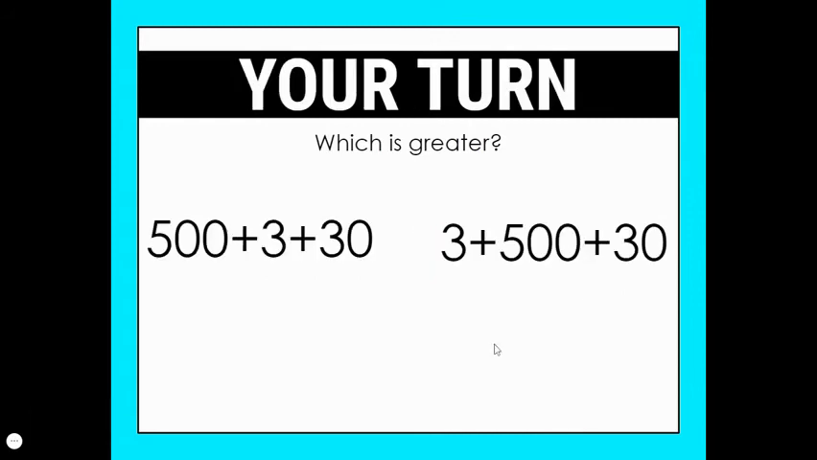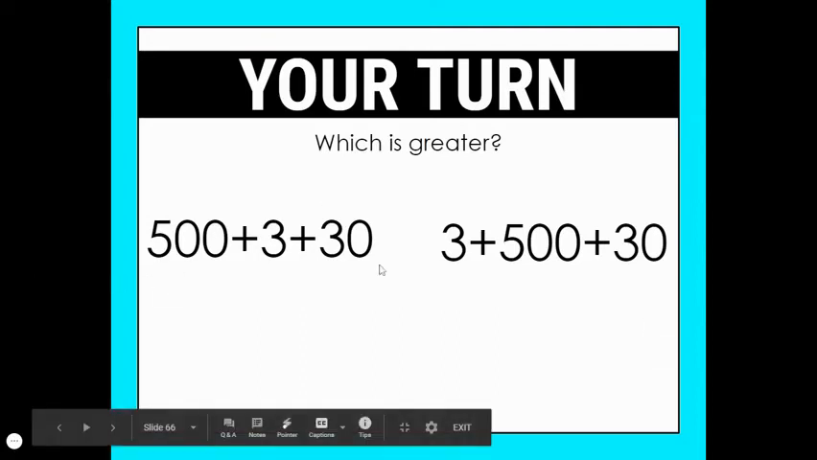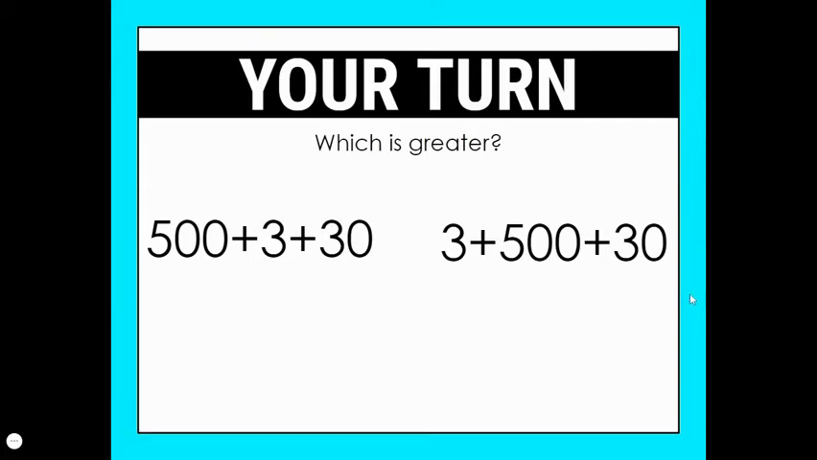All right, are you ready for your turn? Now we can see we're comparing two numbers that are both in expanded form this time. So what I want you to do is take each number, this one and this one, write it in standard form, and then write in your greater than or less than sign.